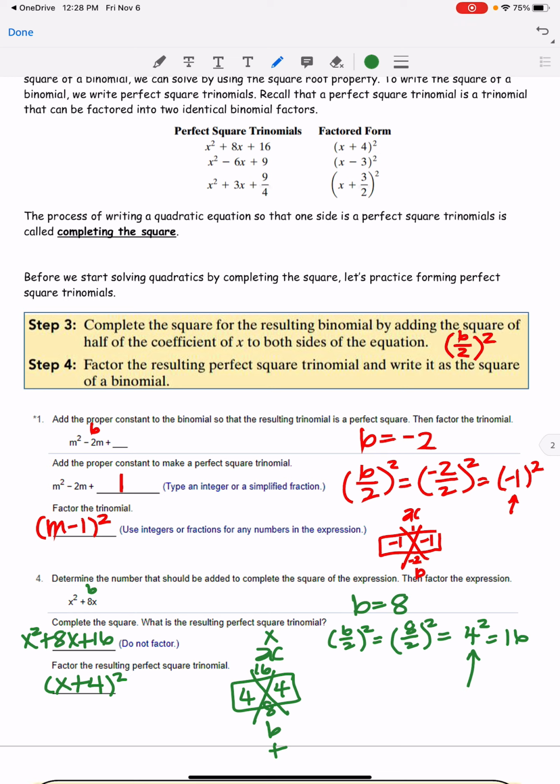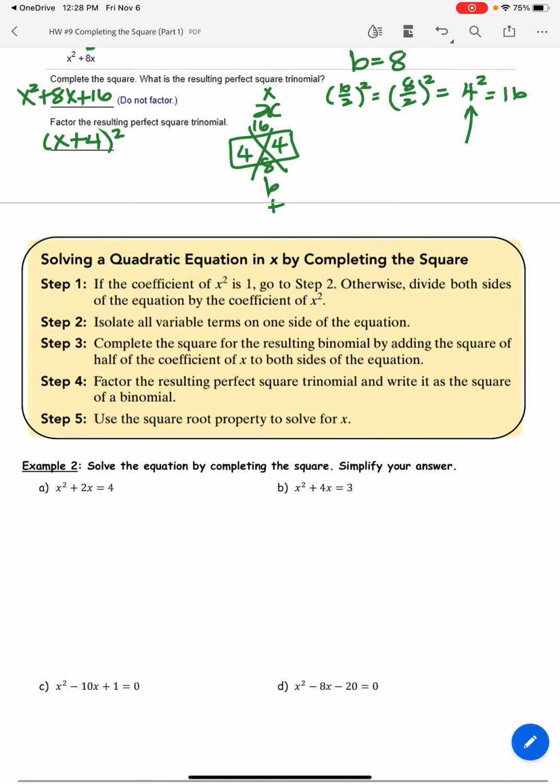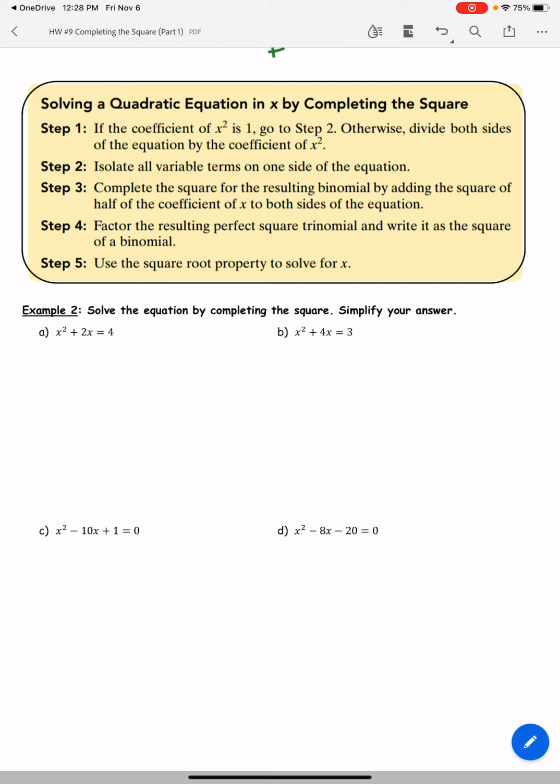Okay, so we've done all of these different parts to completing the square. Now let's actually complete the square. So here are our steps. We're going to do 4 examples.